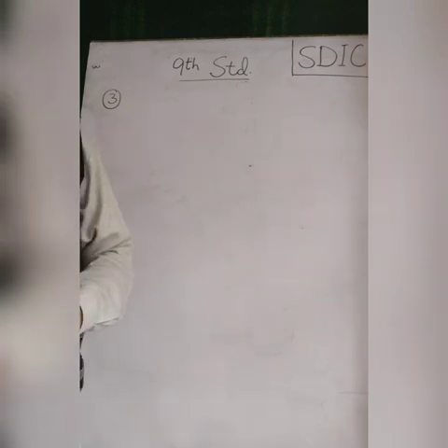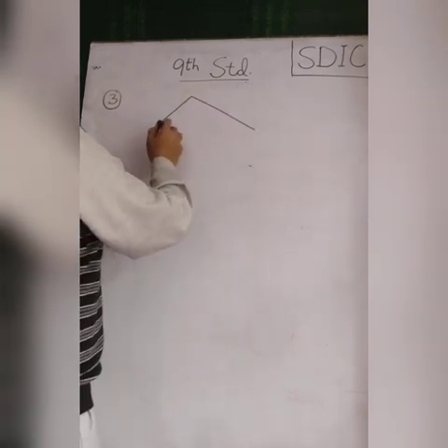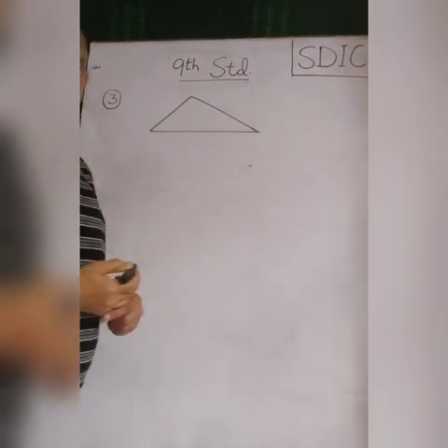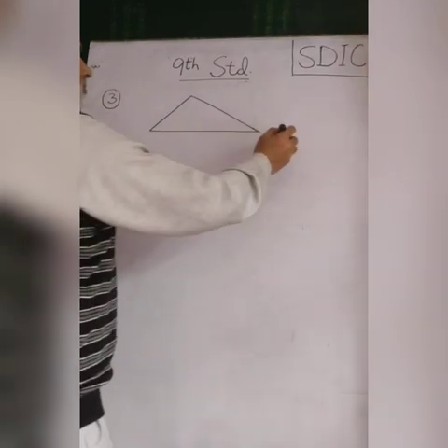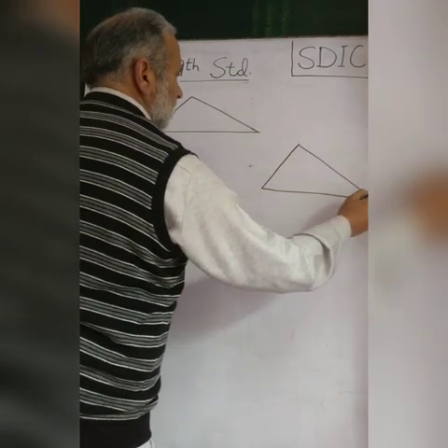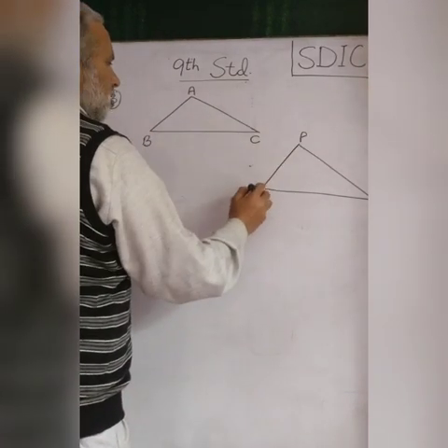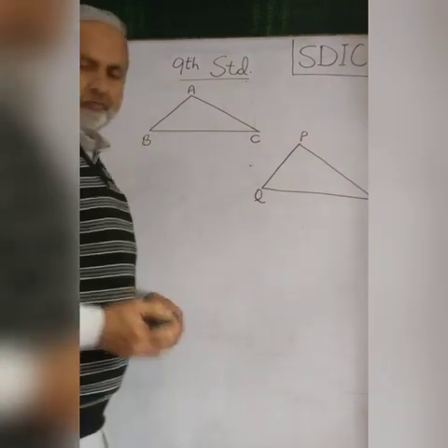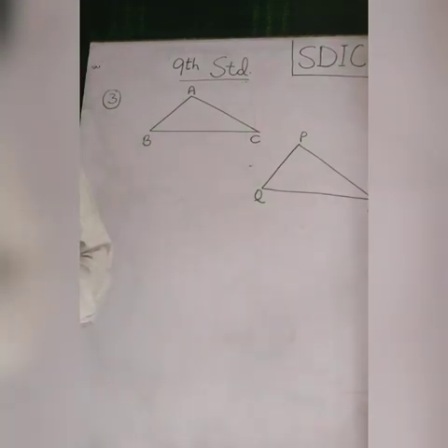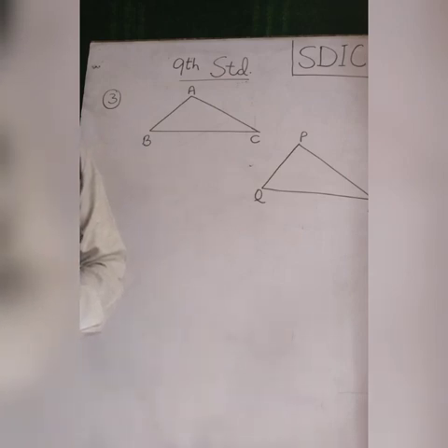There are two triangles ABC. This is the first triangle. Triangle number 1. And triangle PQR. This is the second triangle PQR. This triangle is triangle ABC. This triangle is triangle PQR. Two triangles are there. Now in these two triangles, median is drawn. AM is the median in the first triangle. PN is the median in the second triangle.